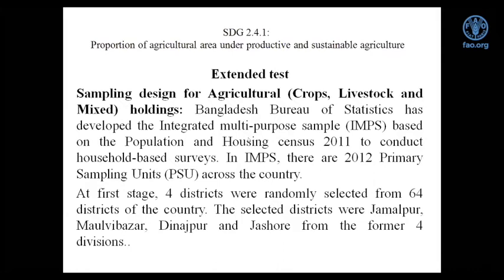So I was talking about the sample size, and we have taken 420 samples for the operational advantage, 360 from household and 60 from farms. For the household level, Bangladesh Bureau of Statistics has an IMPS design based on the population and housing census 2011. We have 2012 PSUs across the country. So we first selected 4 districts randomly from the 64 districts. These districts were Jamalpur, Moulvi Bazar, Dinajpur, and Jessore.